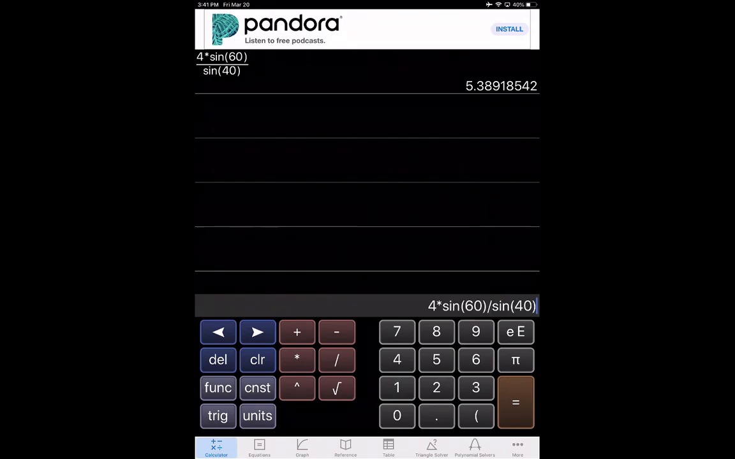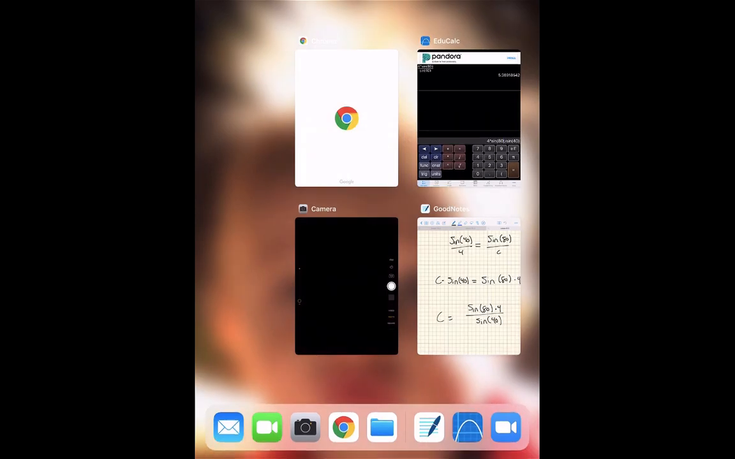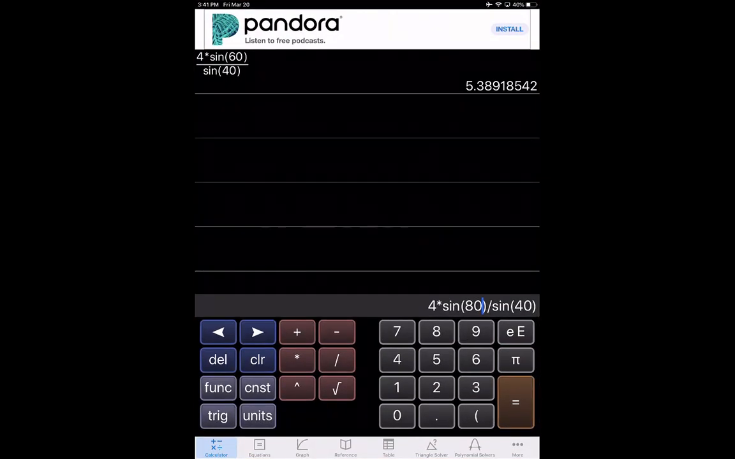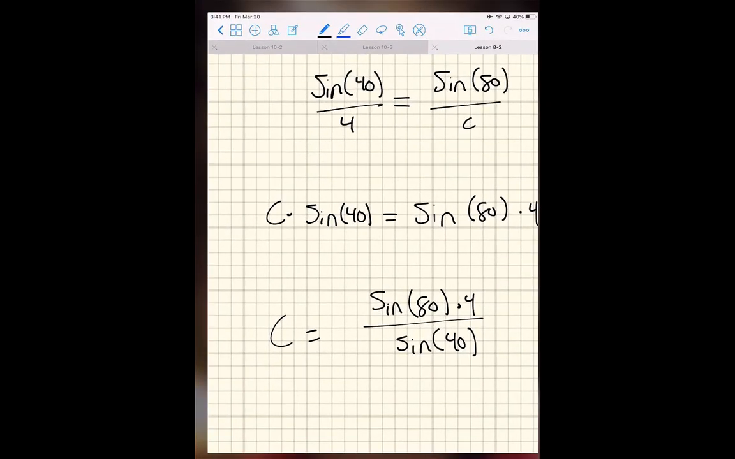I think the only thing that changed was that 60 is 80. Let's put in 80, let me just double check. 4 sine 80 over sine 40. That's what we have. Hit enter and we get 6.128. We'll round that to 6.13.